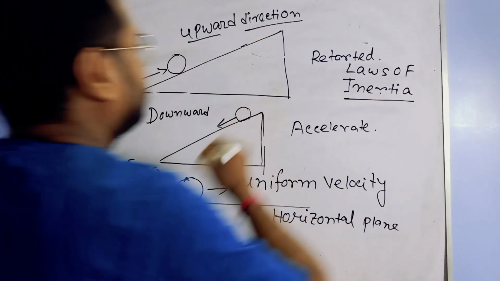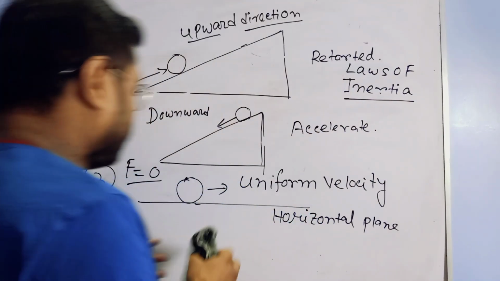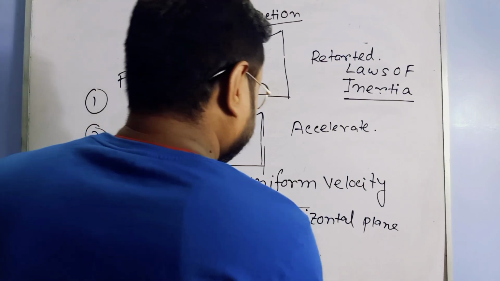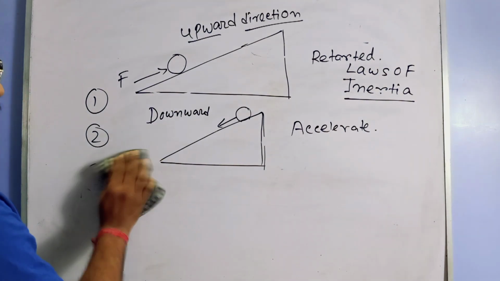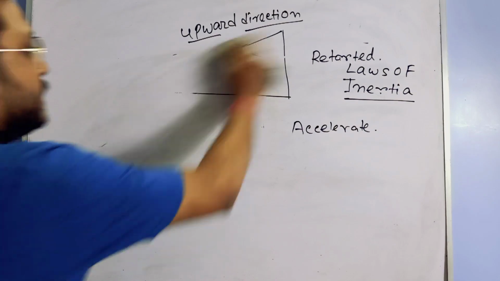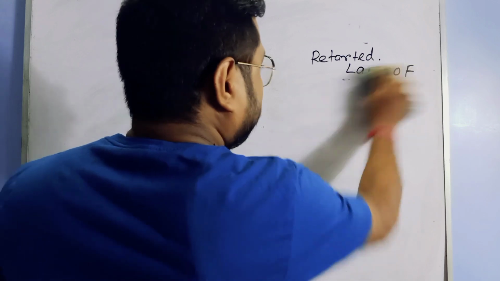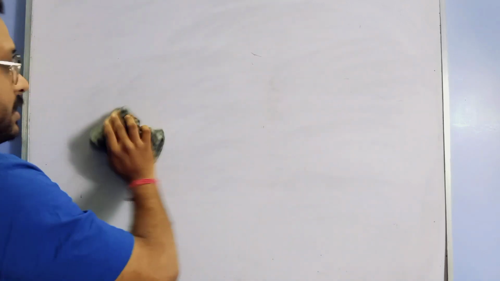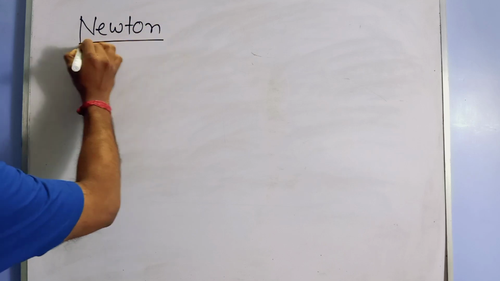Galileo says that if the external force is 0, the particle will move in uniform velocity, that is, the velocity remains constant and does not change along a straight line, unless it is compelled to stop or change its state. From this, Sir Isaac Newton concluded his first law.